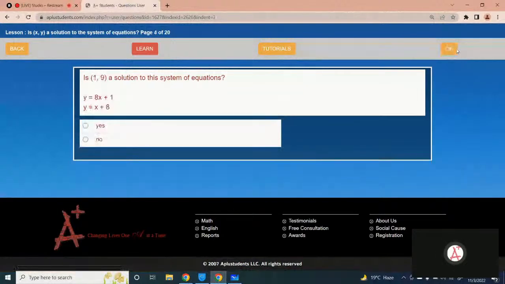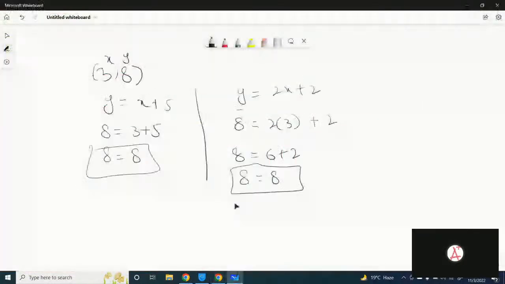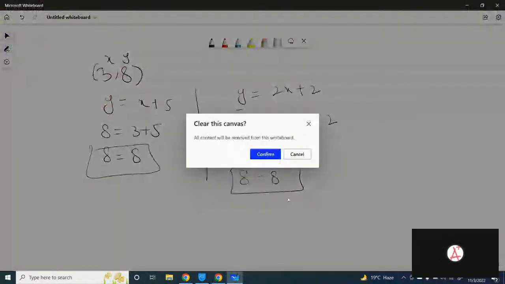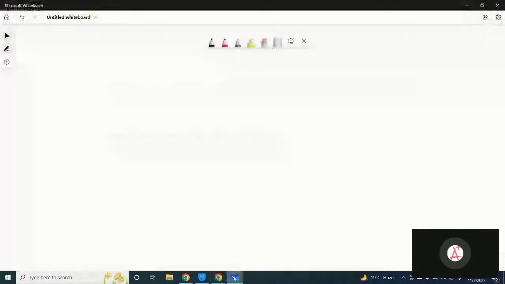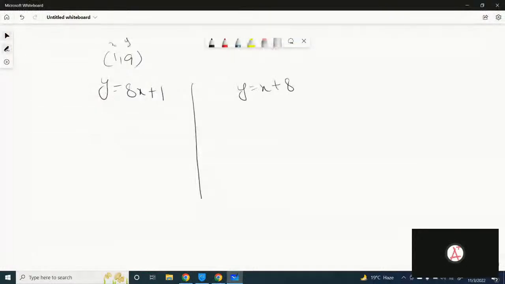Okay, is (1, 9)? Yes, it is, but we can check. y equals 8x plus 1, and then the second equation is y equals x plus 8. Now replace the variables with the values. It would be x and it would be y.